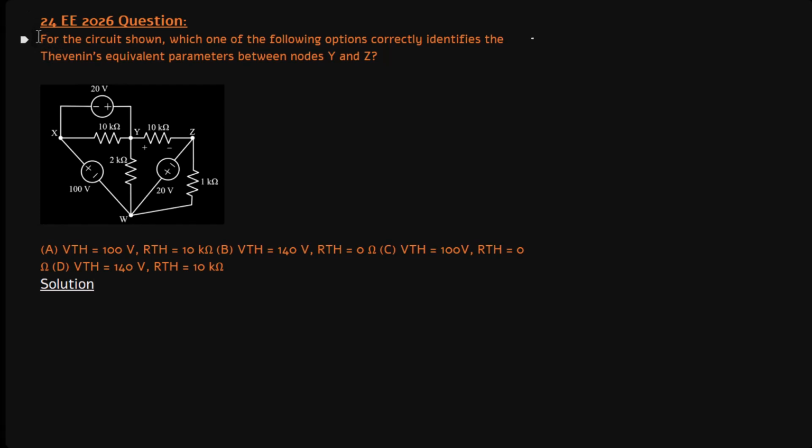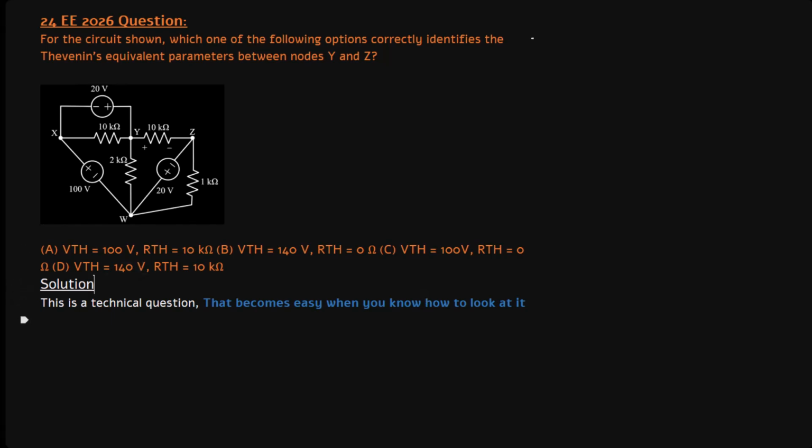Let's look at this question. We have this electrical circuit. We're asked to find the Thevenin equivalent parameters between Y and Z over this 10K resistor. This may look like a technical question, but it actually becomes much easier when you know what to look for and how to look at it.